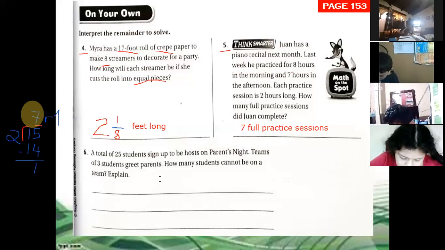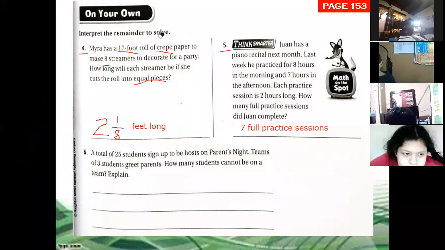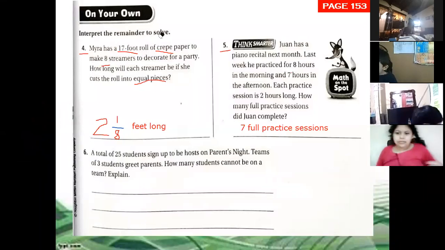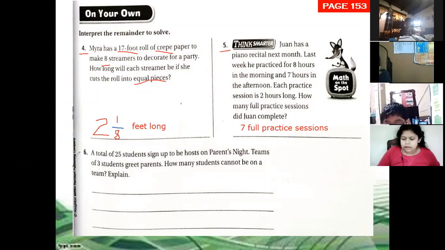A total of 25 students sign up to be hosts on Parents' Night. Teams of 3 students greet. Greet is when, if you are making a party and you are the host, you have to receive the people, say good night, thank you for coming, welcome, come in. That's the host. So teams of 3 students greet, say hi, welcome, thanks for coming. So you greet parents, you greet your guests.